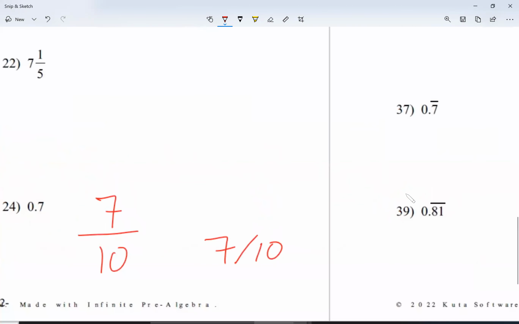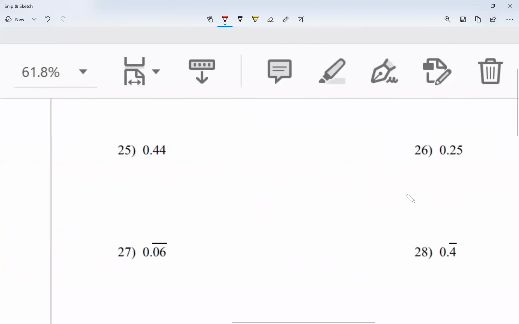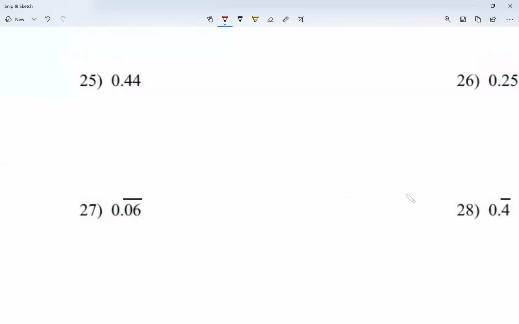All right, now let's take a look at number 25, because I said we're going to stop at number 28. Now this one, I'm going to write my fraction bar, and then on the top, I'm going to write 44. Again, I ignore the zeros on the far left. So I'm going to write 44/100. Now notice that this time I put 2 zeros. And the reason why I put 2 zeros and not just one, because I had 2 decimal places, 2 numbers after the decimal point. And then simplify as much as you can.